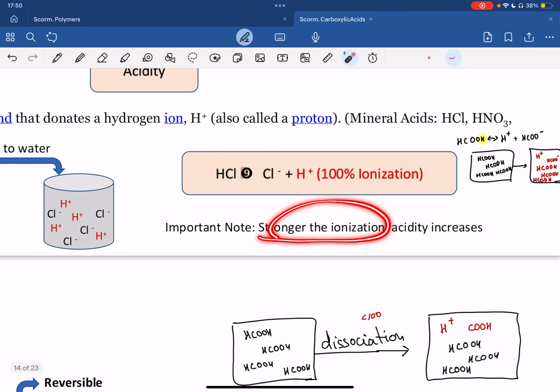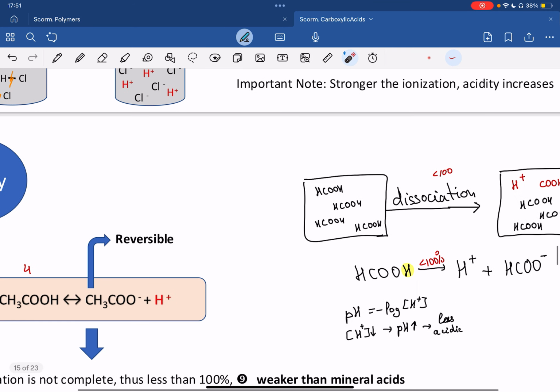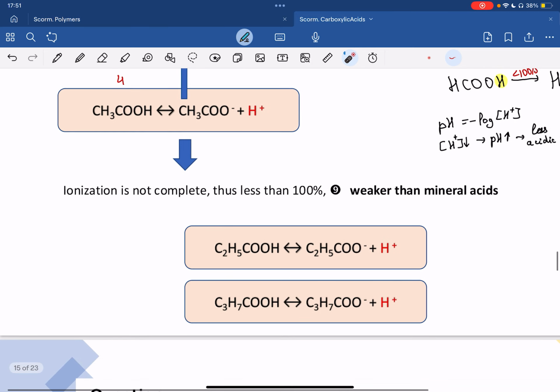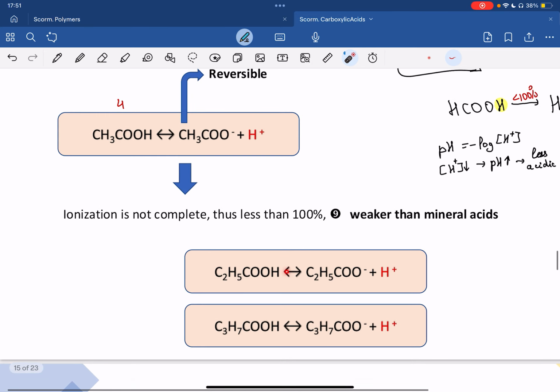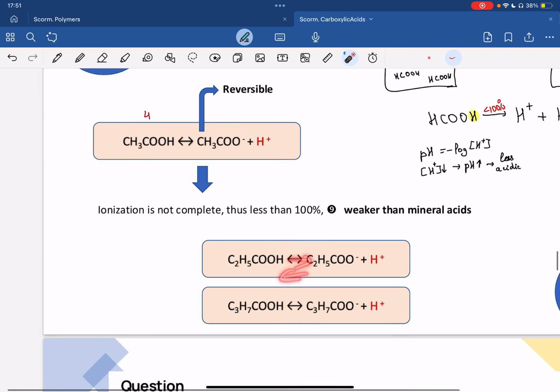So the stronger the ionization, the more acidity increases. Sometimes we can see the word dissociation, it's the same thing. Please don't forget that. And you see, always for the ionization of carboxylic acids, we see a double arrow, reversible reactions.